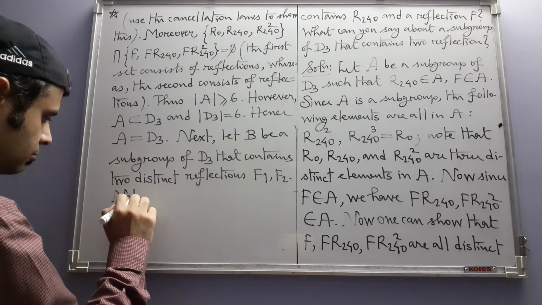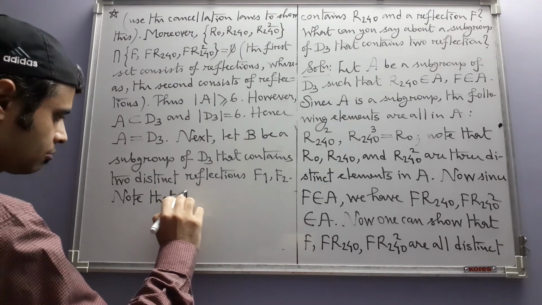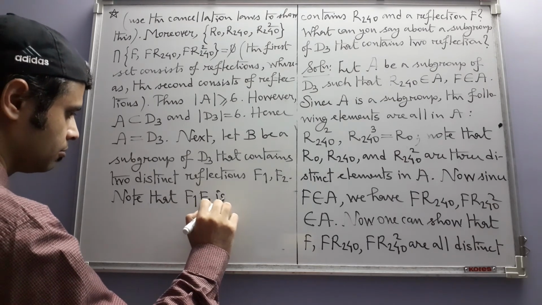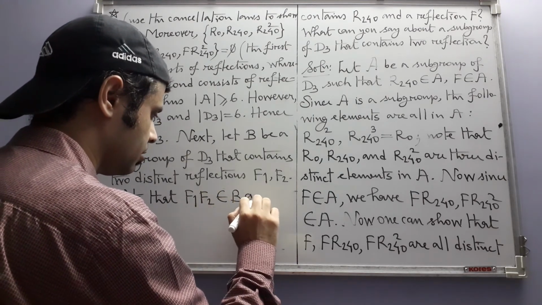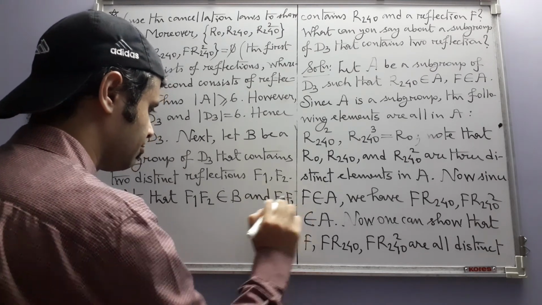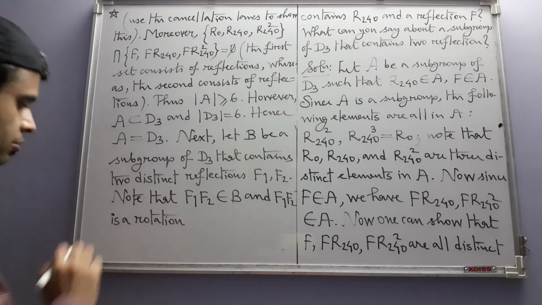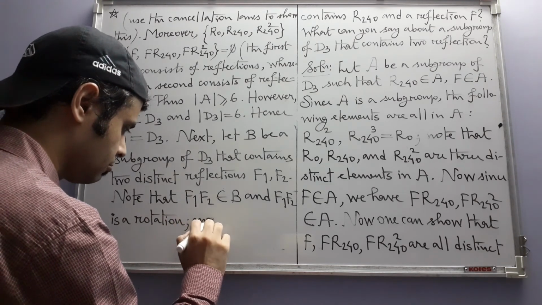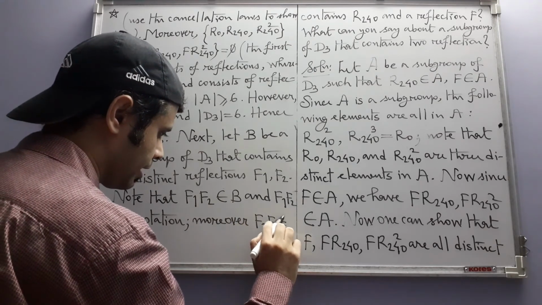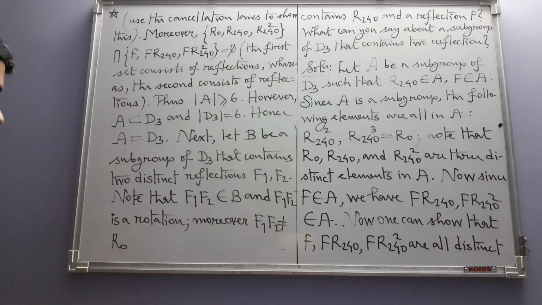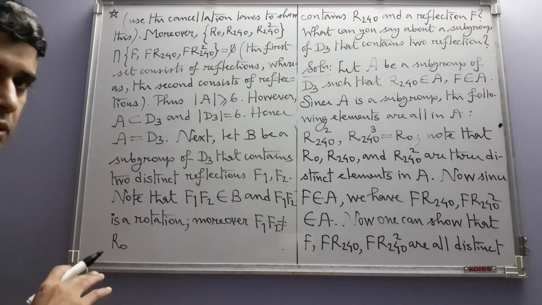Note that F1, F2, let's also mention that this belongs to B, and F1, F2 is a rotation. Moreover, F1, F2 is actually not equal to the identity. This follows from exercise 41 of the previous exercise set.